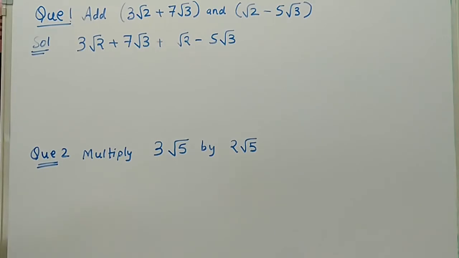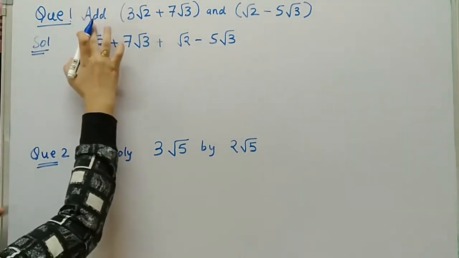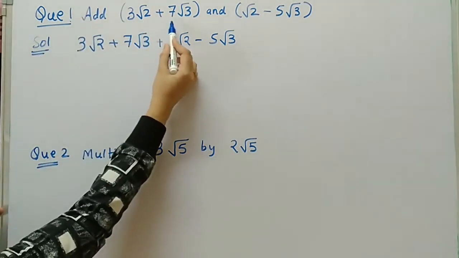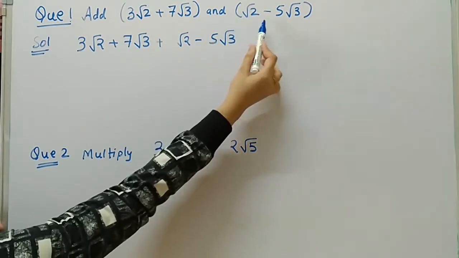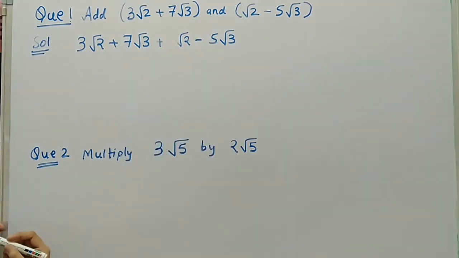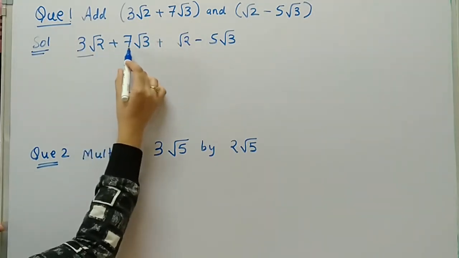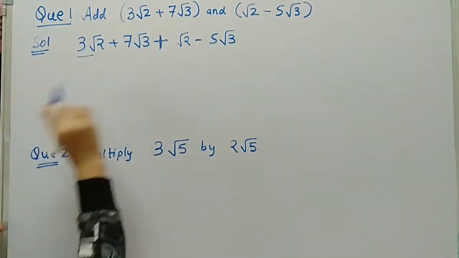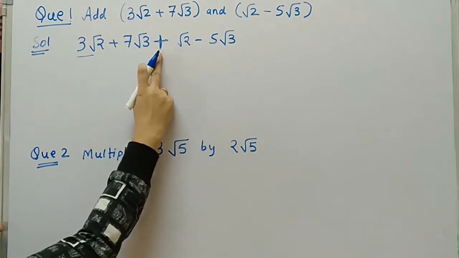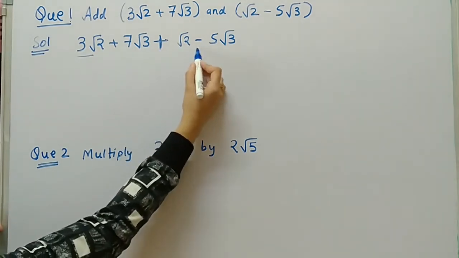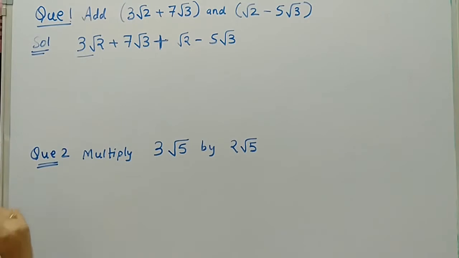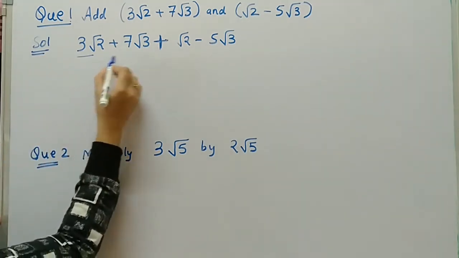5 more questions which are important for the examination point of view. So the first question is add 3 root 2 plus 7 root 3 and root 2 minus 5 root 3. So first of all we will write 3 root 2 plus 7 root 3. So we will apply plus symbol here to root 2 minus 5 root 3. So now we will arrange the terms.